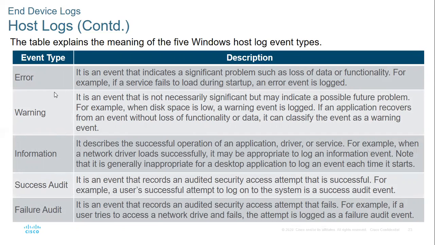Windows also does generate event types. There is an error. When there is an error, of course, that indicates a significant problem, such as loss of data or functionality. A warning, I think you have seen, sometimes when you're running out of space on a drive, something pops up saying you're running out of space. That event is a warning.